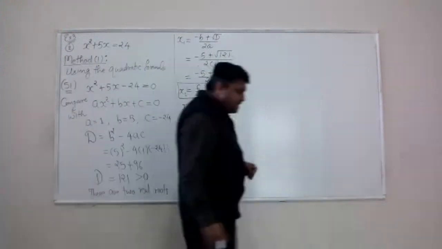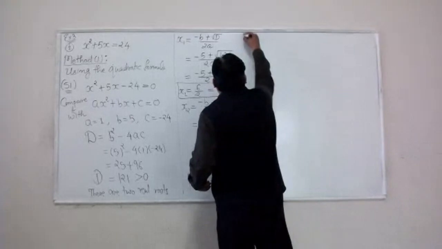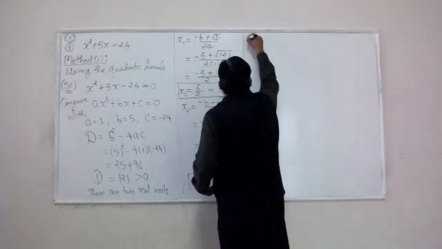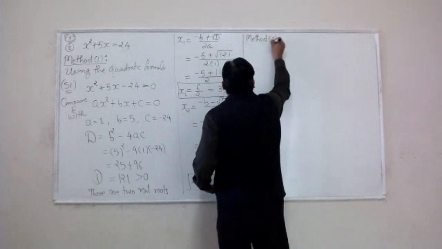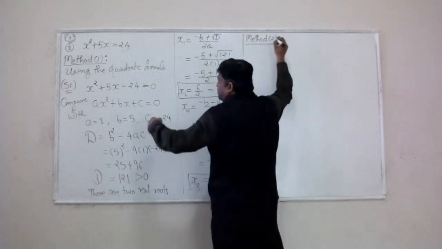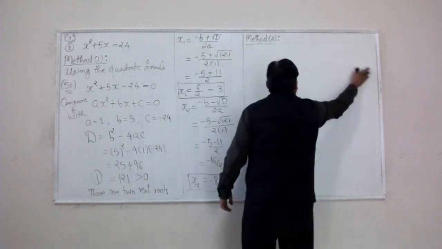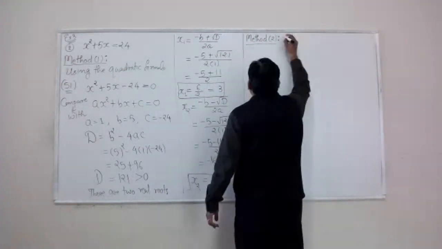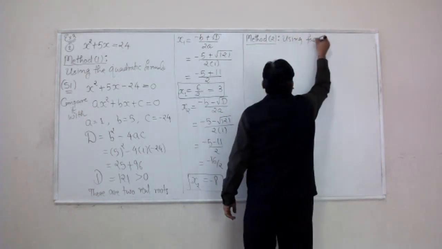All right. Method number 2, using factorization. So here is the second method. Certainly you don't have to use both methods. You can use only one out of these two. Using factorization.